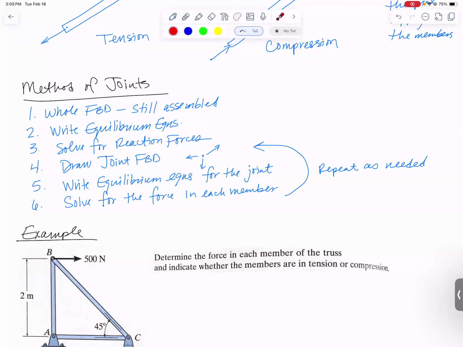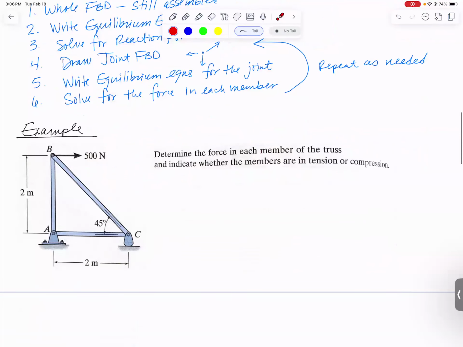So what you're going to notice is we're going to be drawing a diagram, writing equations, solving. Draw another diagram, write equations, solve. And possibly drawing more diagrams of joints and writing equilibrium equations and solving. So let's jump right into our first example.